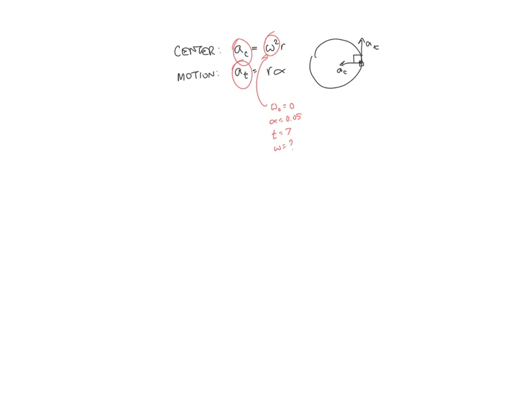For part F, we want to calculate the time at which the centripetal acceleration, the AC, is equal to the tangential acceleration, because you want them to have the same magnitude. If we plug in those formulas and set them equal, we have AC, which is omega squared r, equal to AT, which is r alpha. You can see that you have an r that cancels out from both sides.